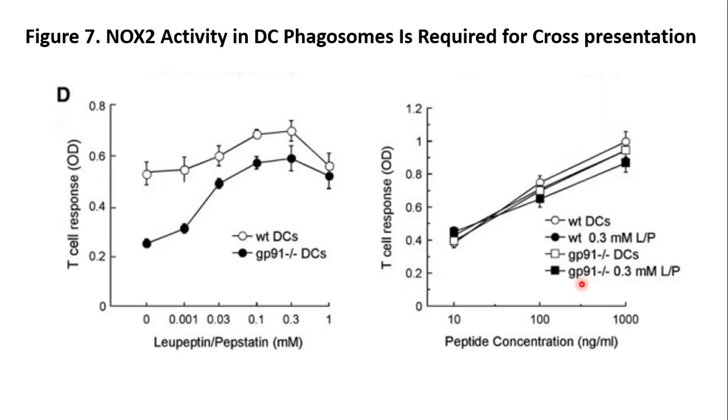So if the DCs degrade too much, they would not present, and it depends on the alkaline pH to not degrade too much. If it's acid pH, it degrades more than it should, and with protease inhibitors you can inhibit this degradation and make it less acidic and go best to the presentation.